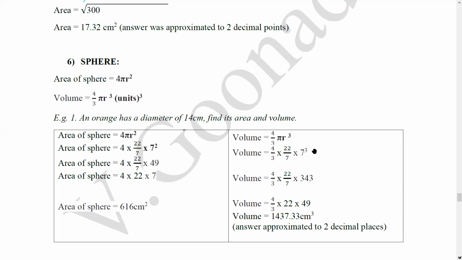All right, and the volume is 4/3 pi r cubed. So it's 4 over 3 multiplied by 22 over 7 multiplied by 7 to the power of 3, and 7 to the power of 3, of course, is 343. So the volume will be 1,437.33 centimeter cube, which is approximated to 2 decimal places.